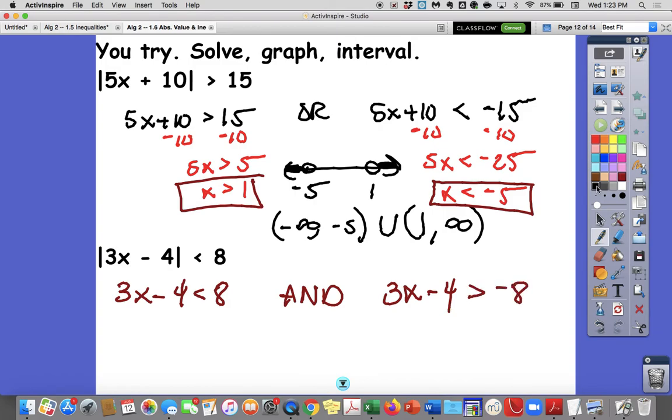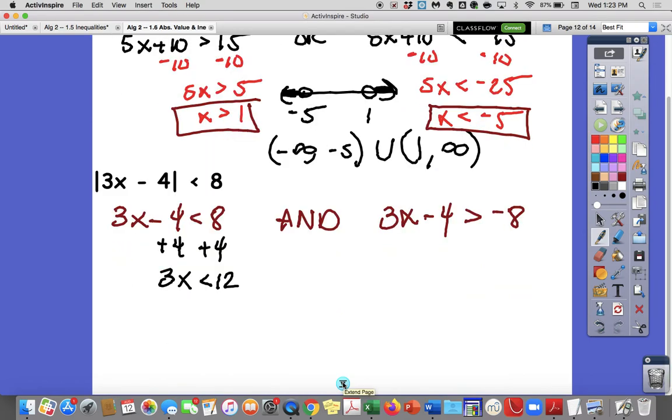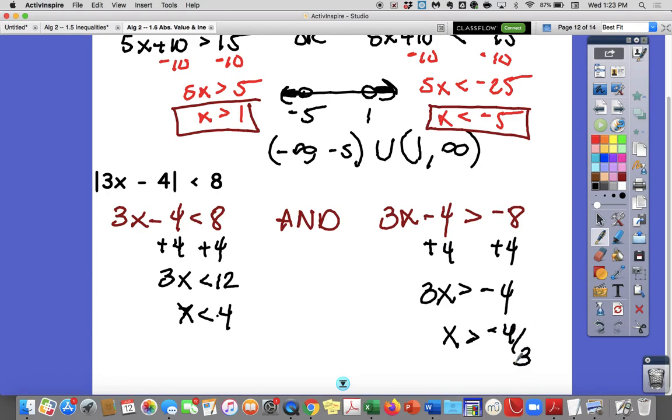I just hear a little aerobics instructor in my head. Okay, so 3x is less than 12. Divide that out, so that's going to be x is less than 4. Yeah, I skipped. I didn't write that show of work, but hopefully you're good on that. So that'll be a negative 4. If I divide that by 3, I've got negative 4 thirds.